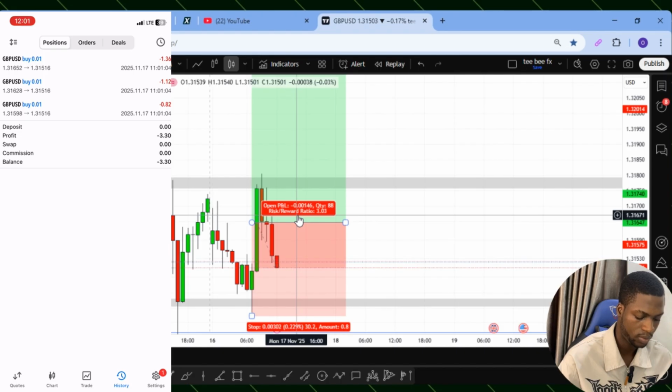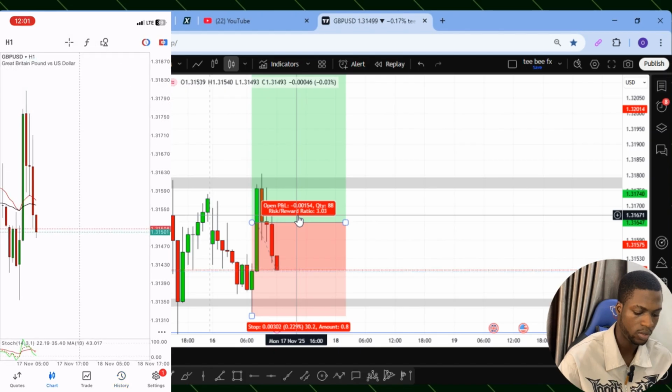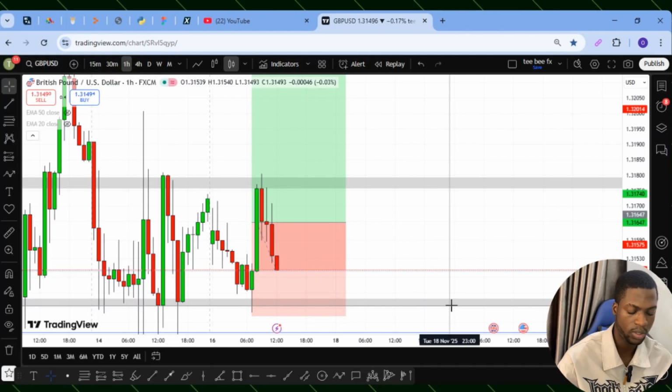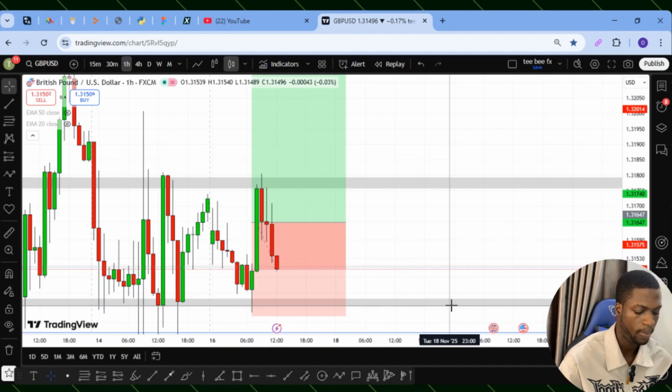Done. So I closed out my trade already. I lost $3.03 on this trade, so I'm going to call it a day here. We'll try again tomorrow. I only have $6.70 left to trade.